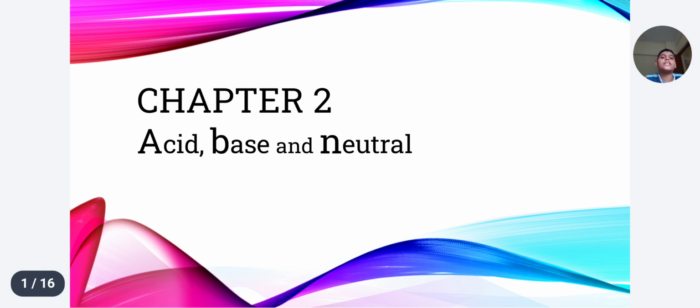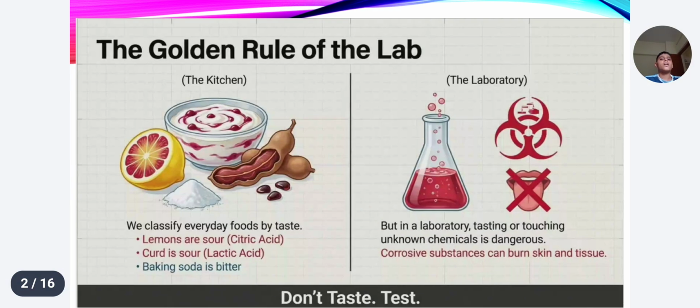We are going to do chapter 2, class 7th, acid, base and neutral. So, first we will learn about it, it is a chemistry topic. First we will learn about what is the golden rule of the chemistry labs. What is the golden rule?